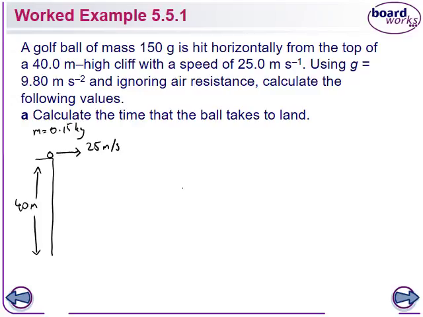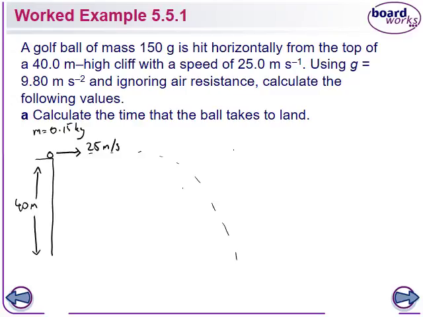Okay, so notice that it says the ball is hit horizontally. So our initial velocity is just 25 metres per second in the horizontal direction. We have no vertical velocity to begin with. We need to calculate the time that the ball takes to land. A projectile is going to go something like this. We need to work out the time it takes to land.